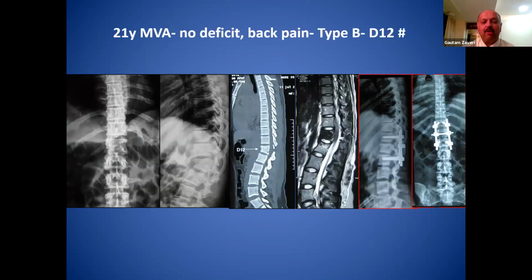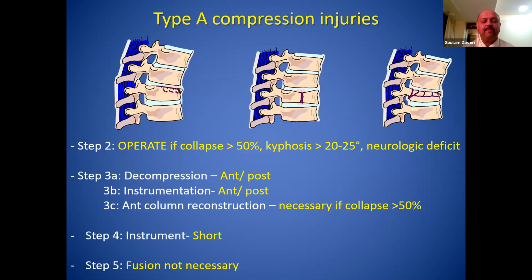Here is an example of a distraction injury. You can see the opening up of the spinous processes at the back, where we have gone from the back and done a short posterior stabilization with an excellent result.